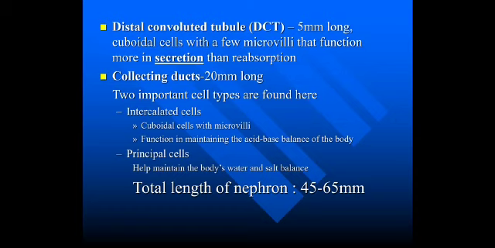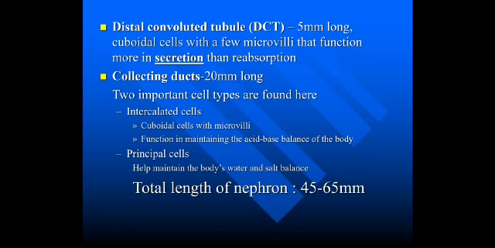The distal convoluted tubule, which is around 5 mm in length, is lined by cuboidal cells with few microvilli that function more in secretion than reabsorption. Then we have the collecting duct, which is around 20 mm in length, which has two types of cells, the intercalated cells and the principal cells. The intercalated cells are cuboidal cells with microvilli. They function in maintaining the acid-base balance, whereas the principal cells maintain the body water and salt balance.